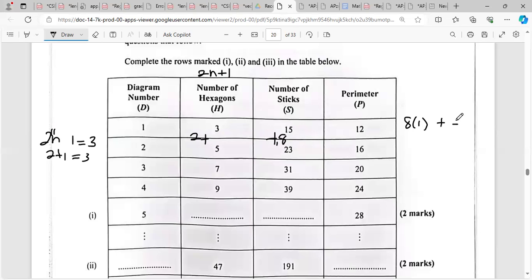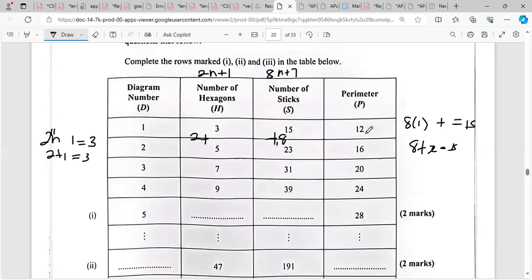And that must give you 15. So that'll be 8. You can use x as well. Plus x equal 15. So that means that the x would be 7, 15 take away 8. So I get this with 8n plus 7. 8 ones, 8 plus 7, 15. 8 twos, 16 plus 7, yeah.